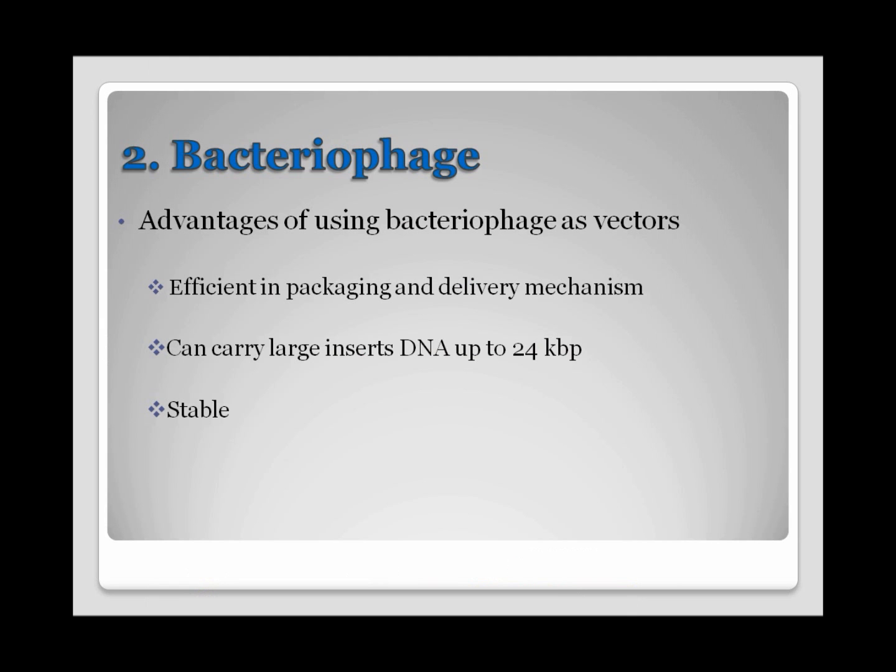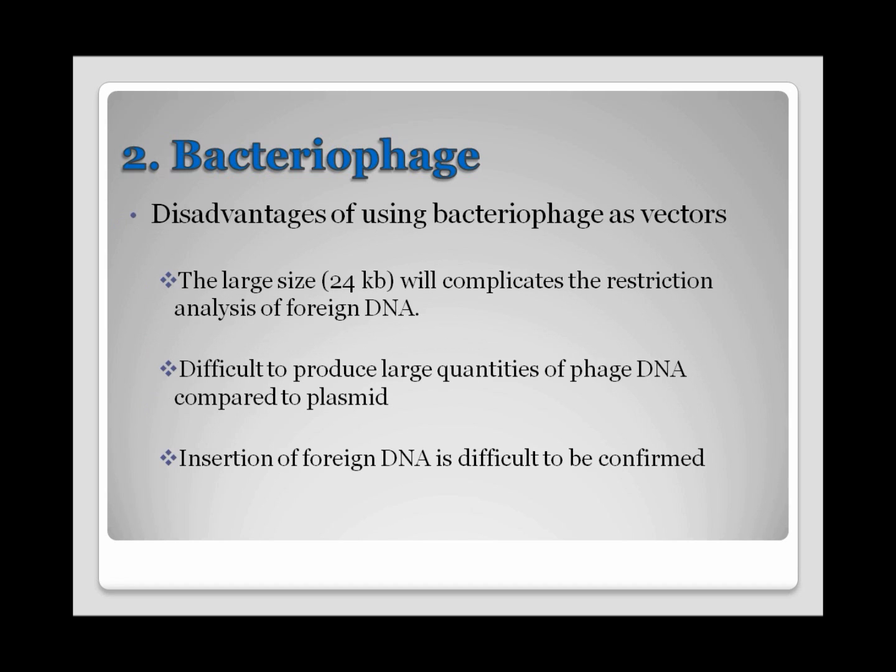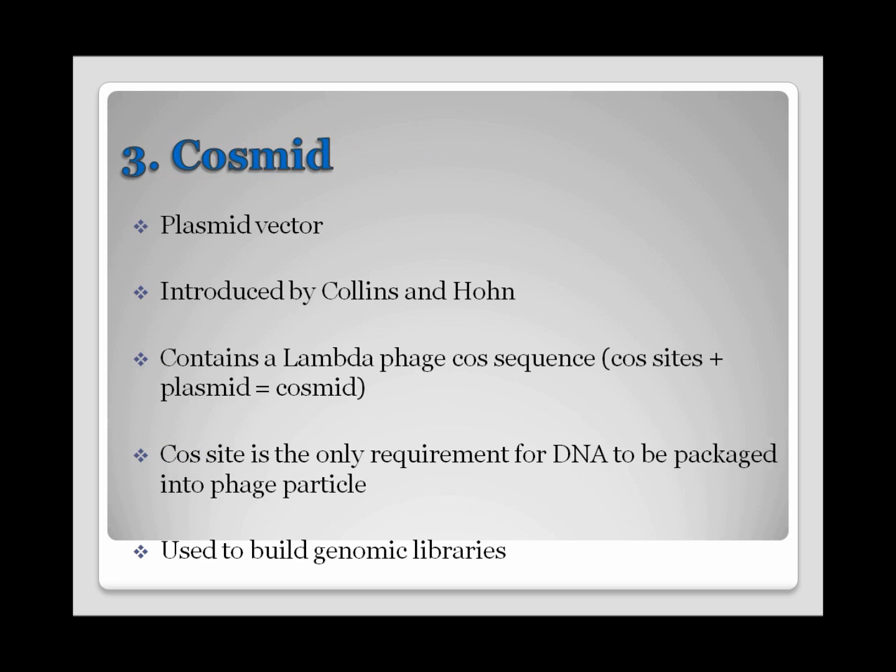The advantages of bacteriophage as vector are that it is efficient in packaging and delivery mechanism. It can carry large insert DNA up to 24 kbp and is a very stable vector. However, there are disadvantages of using bacteriophage as vector too. The large size of DNA, which is up to 24 kilobase pair, will complicate the restriction analysis of foreign DNA. It is also difficult to produce large quantity of phage DNA compared to plasmid, and the insertion of foreign DNA is difficult to be confirmed.